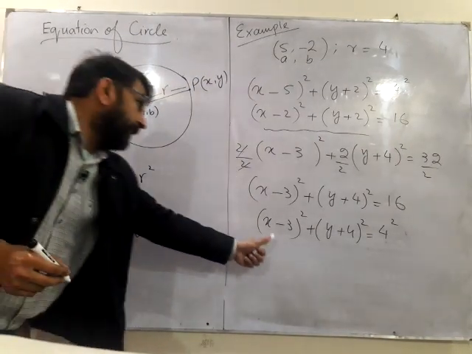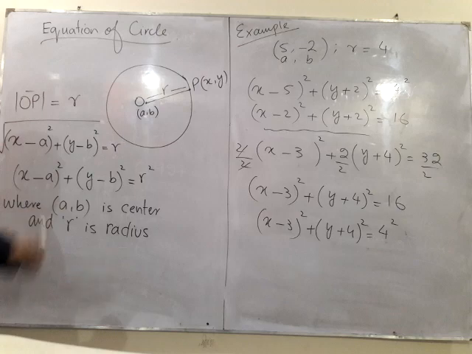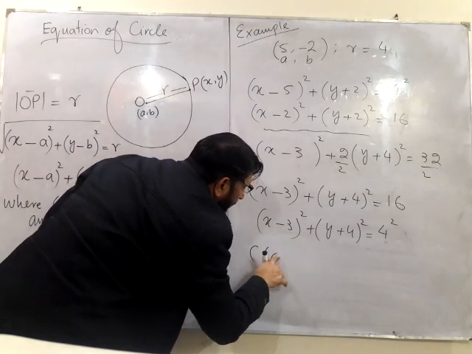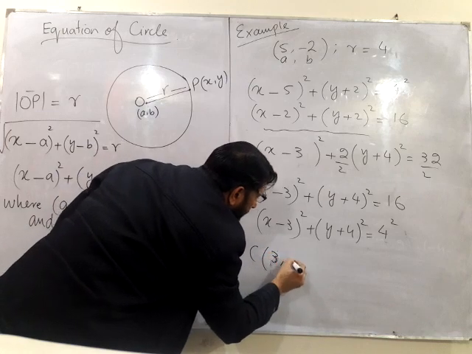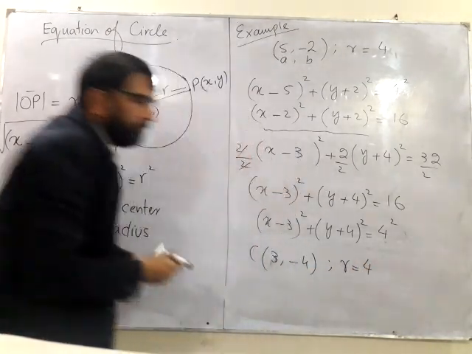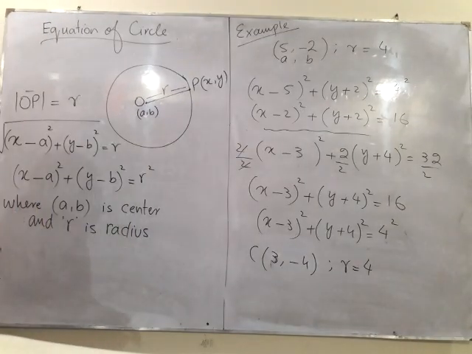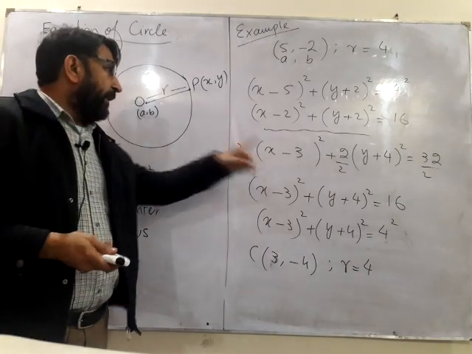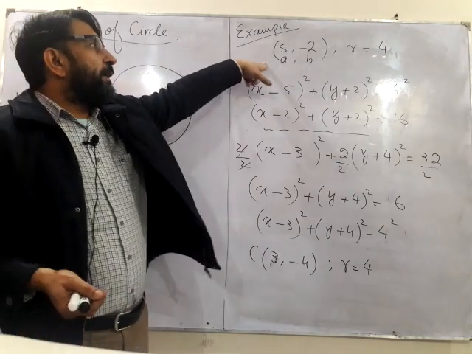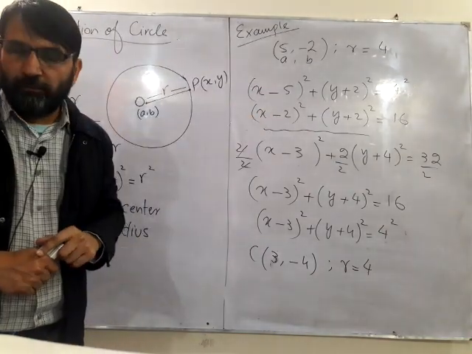Now if you compare this equation with the general equation, we see that the center coordinates are a and b, where a is 3, b is minus 4 and the radius value is 4. This is the second way. When the equation is given, we can find the radius and the center. When the center and radius are given, we can write the equation.